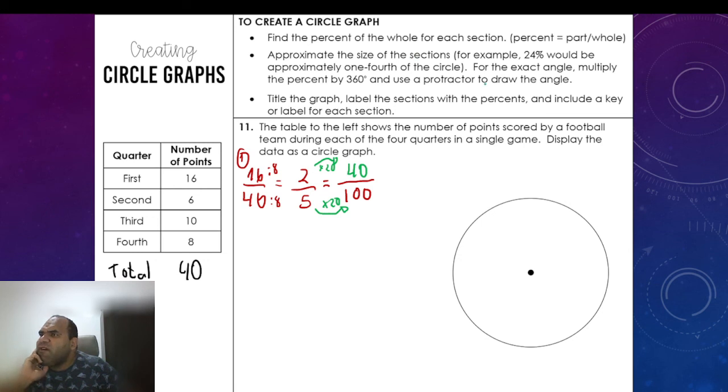In the graph, approximate the size of the section, for example, 25% would be approximately 1/4 of the circle. For the exact angle, multiply the percent by 360 and use a protractor to draw the angle. Guys, we don't use this. Imagine your graph here, I'm dividing it into fourths. Don't worry, when I use the circle graph, I will give you all the information. Here is 1/4 of the graph, all the direction here, 1/4.